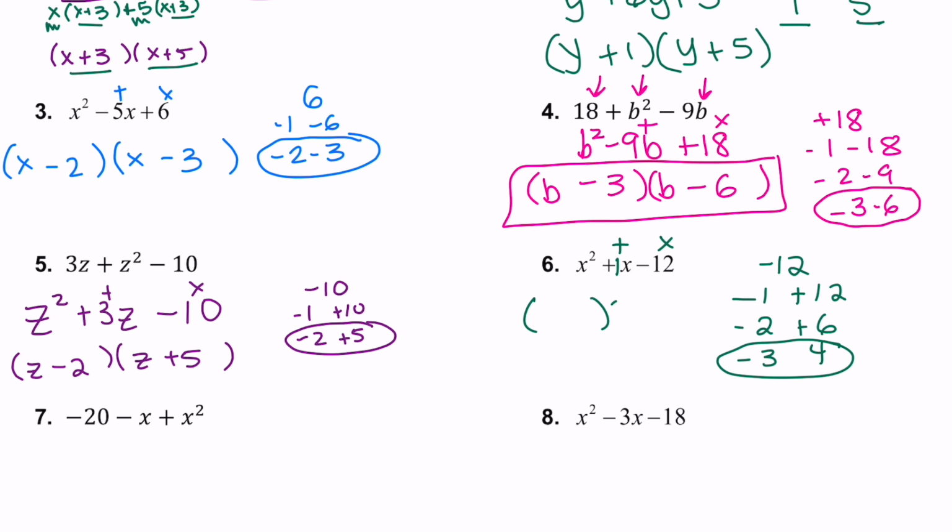We have our two parentheses. 4 minus 3 is 1, so those are our two numbers. We have x and x, a -3 and a +4.